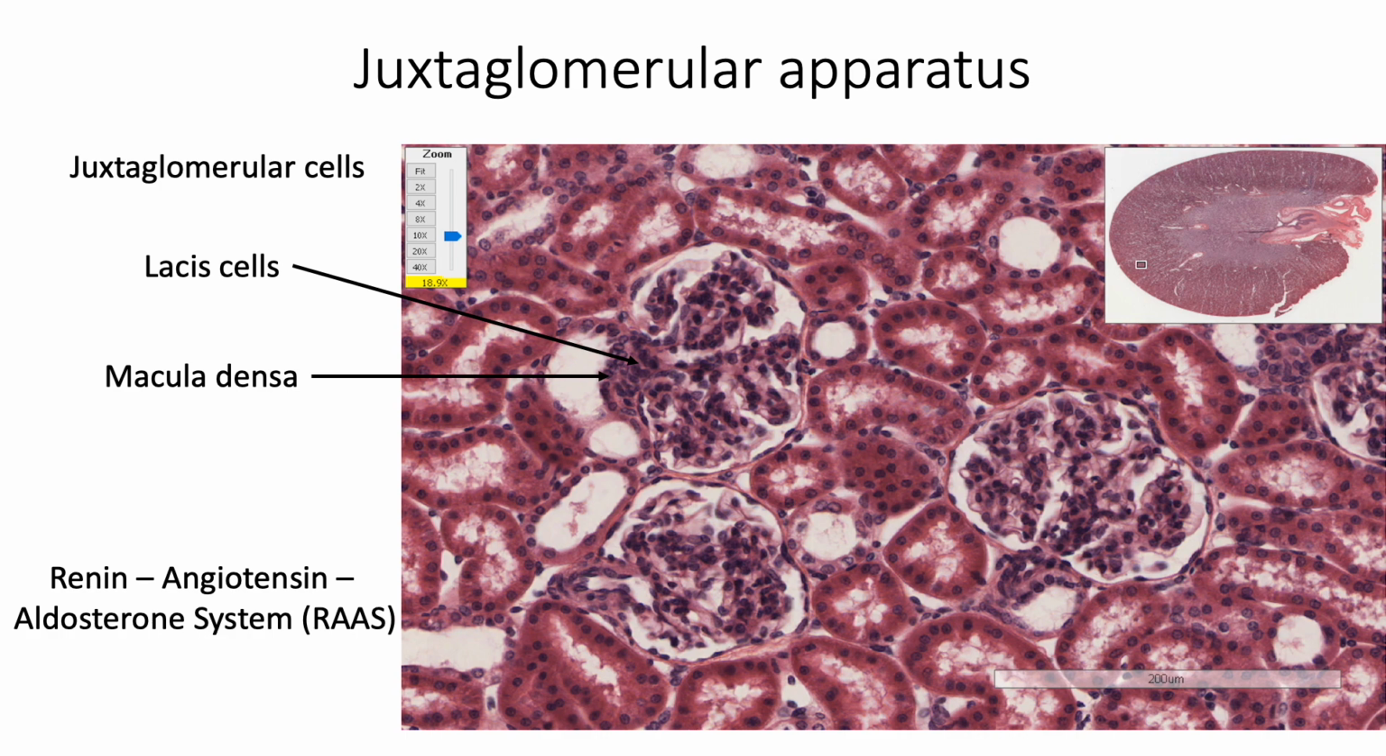Angiotensin 2 stimulates the zona glomerulosa cells of the suprarenal gland to secrete aldosterone, and this aldosterone in turn increases the sodium and water resorption from the collecting duct to increase the arterial blood pressure.